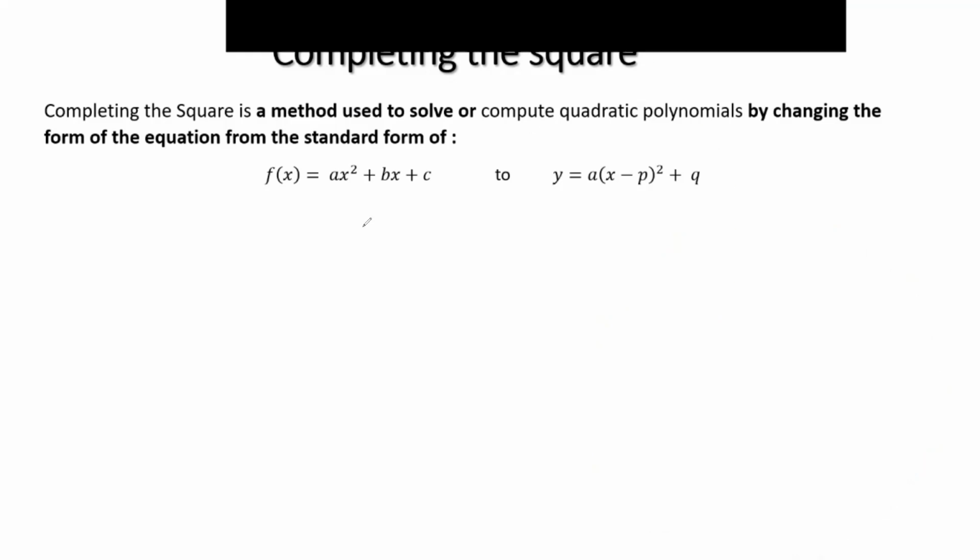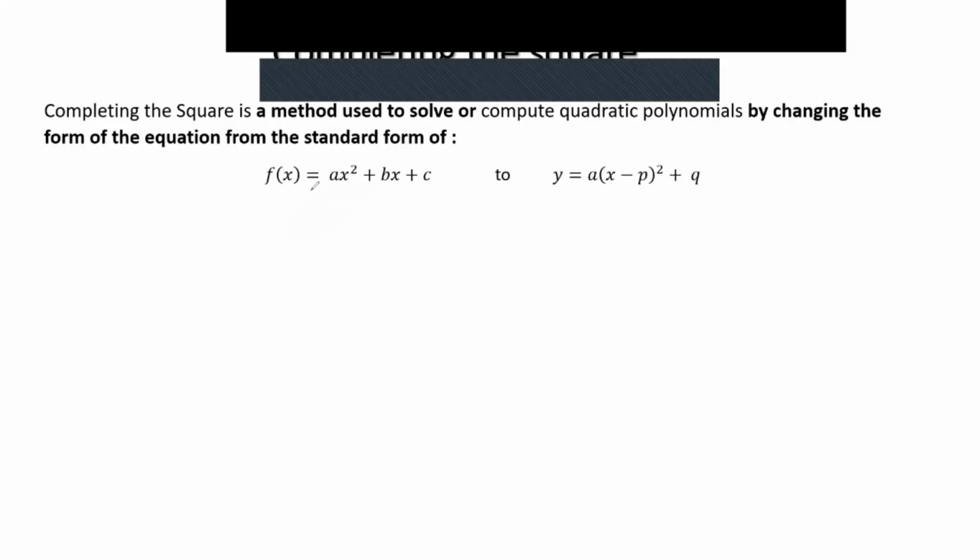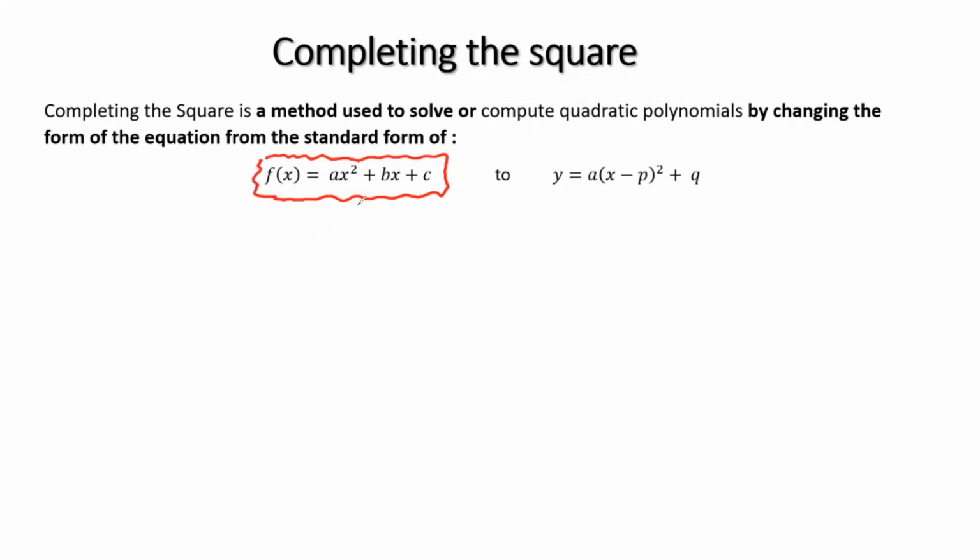Basically, when you're dealing with a quadratic equation, the standard form of a quadratic equation is this one. f of x is ax squared plus bx plus c. Sometimes if you want, you can write it as y is equal to ax squared plus bx plus c. This is the standard form of a quadratic equation. But I want you to understand that this particular standard form can be written in other forms.